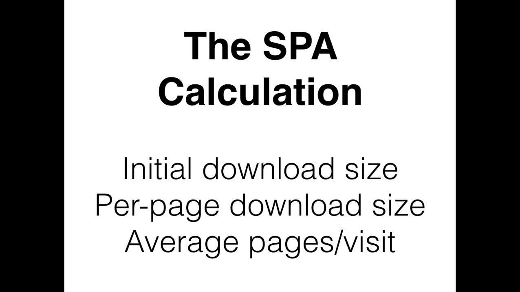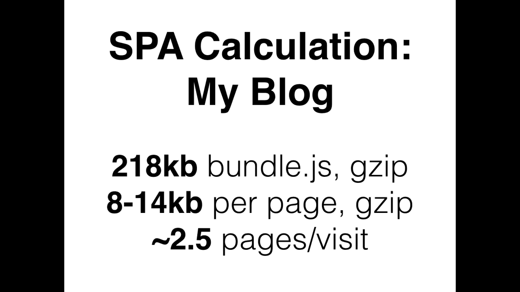First, the initial download size. When the user first hits your website, how much data does it have to download? The next is per page download size. How many kilobytes are each successive link if you don't have a single page web app? And then what is the average number of pages hit per visit? And that can be a disheartening number, certainly. People leave immediately. So I'll tell you what it is for my blog.